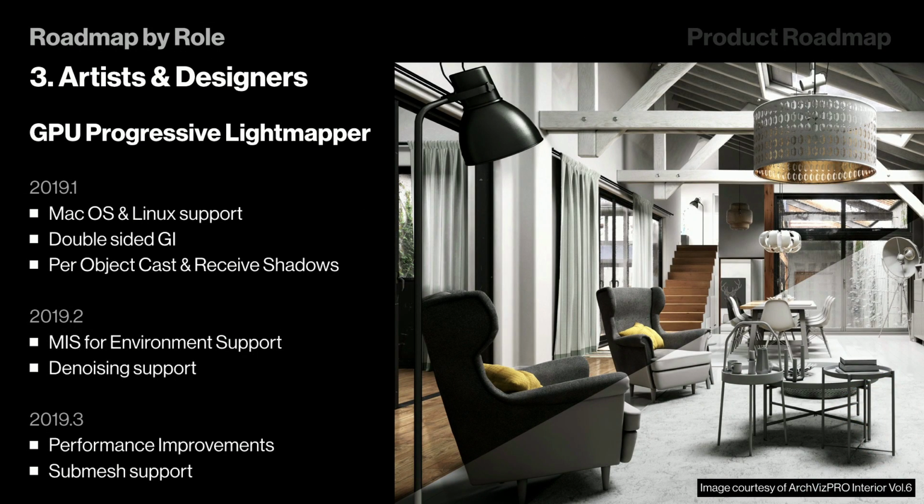And then we have our GPU-based progressive light mapper, which we introduced in 2018.3. In 2019.1, it's still in preview this year, but now we have Mac OS and Linux support for double-sided GI, per object cast and receive shadows. And then 2019.2, we're also getting MIS for environment support, denoising support. .3 is about performance improvements and submesh support.